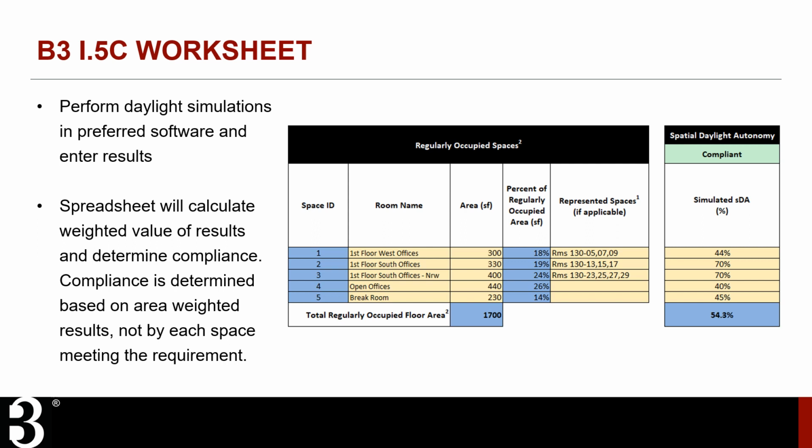The spreadsheet will calculate the weighted average and display compliant when the SDA result is at or over 50%. As you can see, not all spaces are meeting the 50% requirement, but because other spaces are exceeding it, the group of rooms entered is compliant with this guideline requirement.